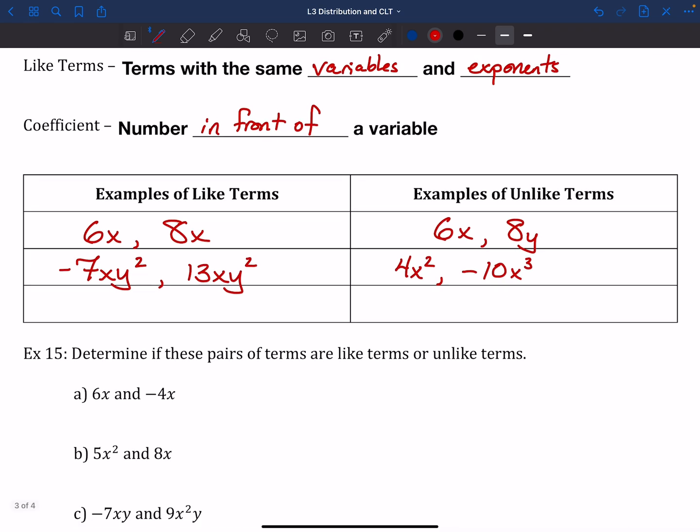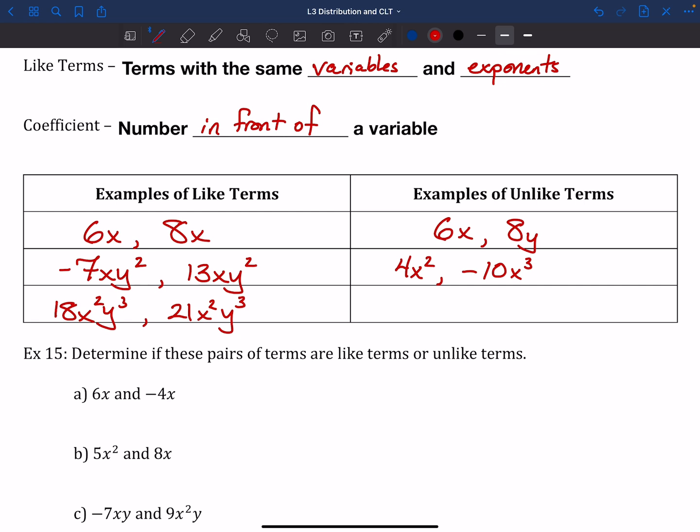Right. Last little example we're going to talk through. If I had 18x squared y to the third and say something like 21x squared y to the third, right? Again, those are like terms, right? They have the same exact variables, x and y. The x has a 2 on it, the y has a 3 on it. We're all good to go.